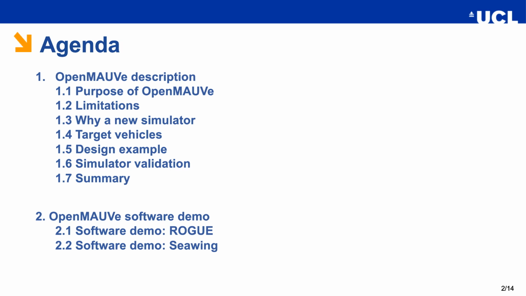In the second part of the presentation, I'm going to cover the technical software aspects of OpenMAUVe, showcasing first how to load and run the models, next how to test the performance and independently validate the simulator, and finally how to modify the existing templates. In this section, I will focus on two vehicles specifically, namely the Rogue glider and the Sea-Wing glider, for the reasons that we will discuss in the dedicated section.